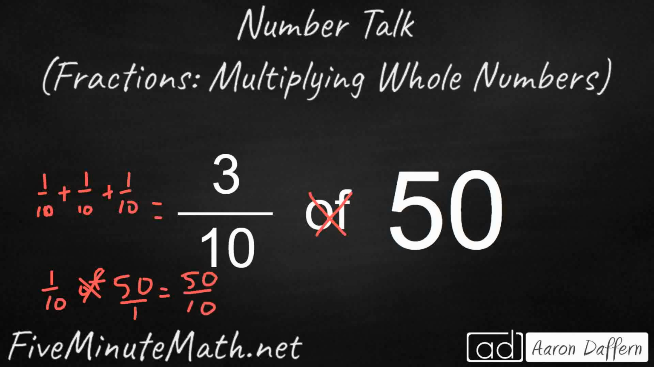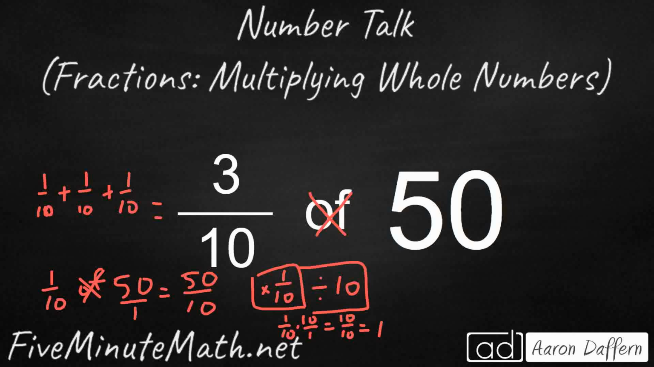And most of us will also remember that when we multiply by a fraction, it's the same thing as dividing by its reciprocal. Its reciprocal is the number that you'd multiply by to get back to 1. So 1/10 and 10 over 1 are reciprocals because it just evens out to 10 over 10, which is 1. So these are the exact same thing: multiplying by 1/10, dividing by 10.